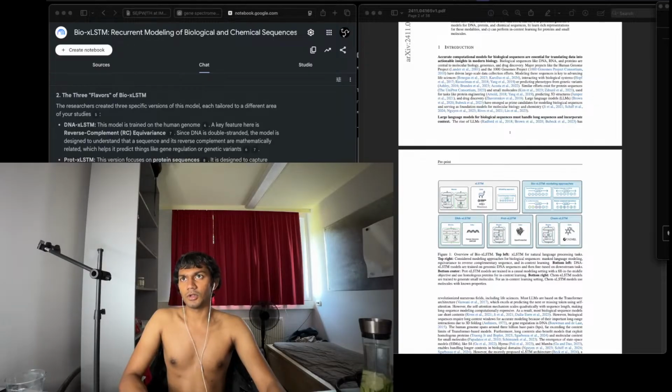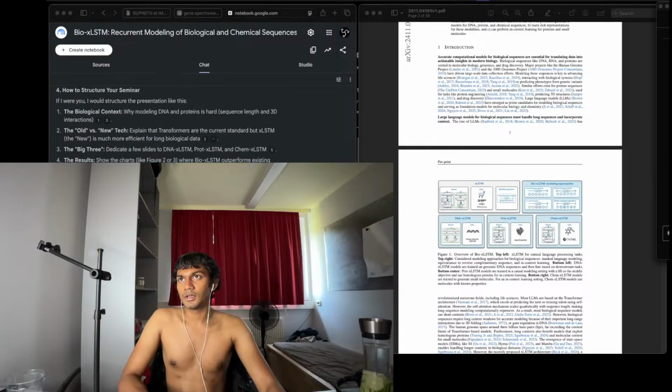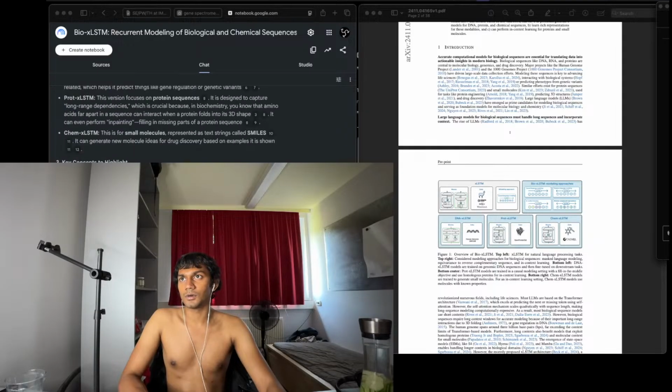Chem xLSTM. This is for small molecules represented as text strings called SMILES. It can generate molecule ideas for drugs. Okay. Key concepts to highlight for your seminar: you should explain these three modeling approaches. Causal language modeling, masked language modeling, in-context learning.